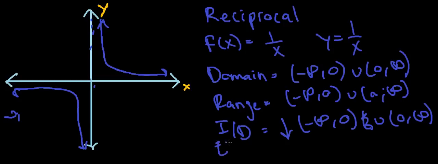And then we're going to look at even or odd. We can see that this is not symmetric with the y-axis, but it is symmetric with the origin. If we put a line like that, so this is an odd function.